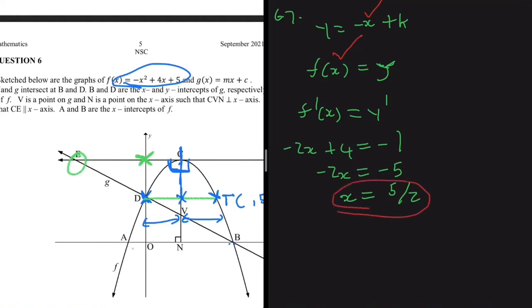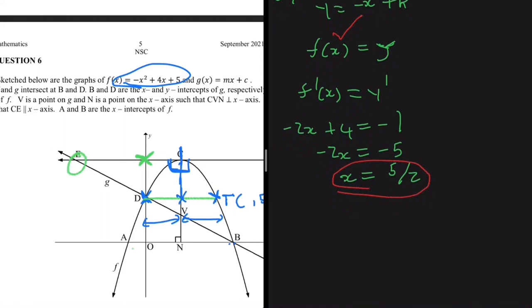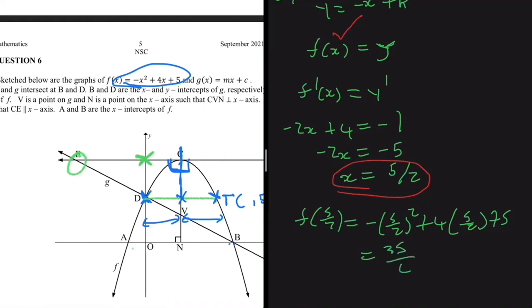Now let's find the corresponding y value. So you take this x value and you substitute it in the original equation, right? So f of 5 divided by 2 will be equal to minus (5 divided by 2) squared plus 4 multiplied by 5 divided by 2 plus 5, right? So if you put that in your calculator, you're going to get 35 divided by 4.